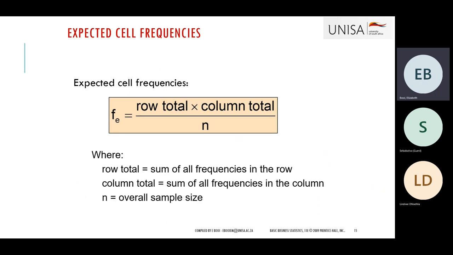So, how do we calculate the expected frequencies? We use this formula. We need to make sure that on our contingency table, we calculate the totals. You must make sure that your table has totals because we're going to use the total columns and total rows to calculate the expected frequency. And this is your grand total. Your grand total is the number of, or your sample size. So we're going to calculate the expected frequency by saying row total multiplied by column total divided by the grand total.